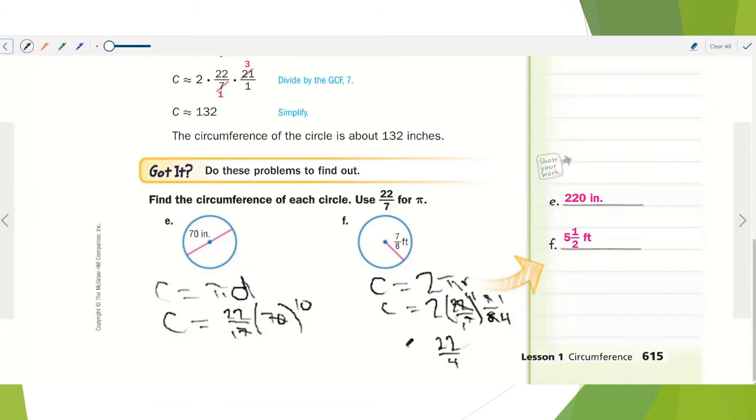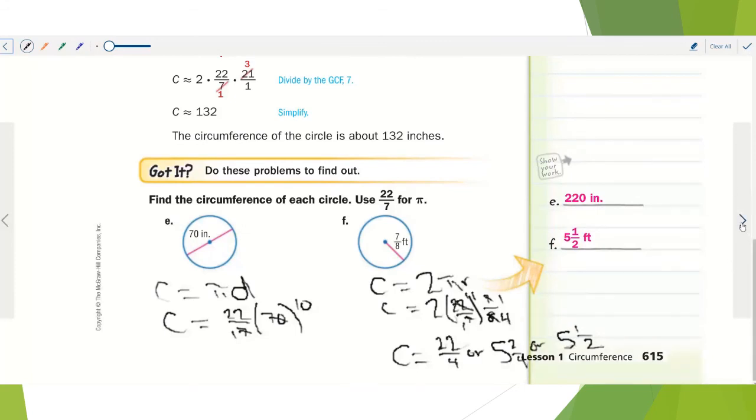So my circumference is going to be equal to 22 over 4, or when we change this from an improper fraction to a mixed number, I know that 4 goes into 22 5 times. 5 times 4 is 20. So 22 minus 20 leaves me with 2, which would be the same as 2/4. Or, again, I can reduce that down to 5 and 1/2, and I look at my label, I know it's being measured in feet, so you can see the answer is 5 1/2 feet. So those are two examples of finding circumference of circles.